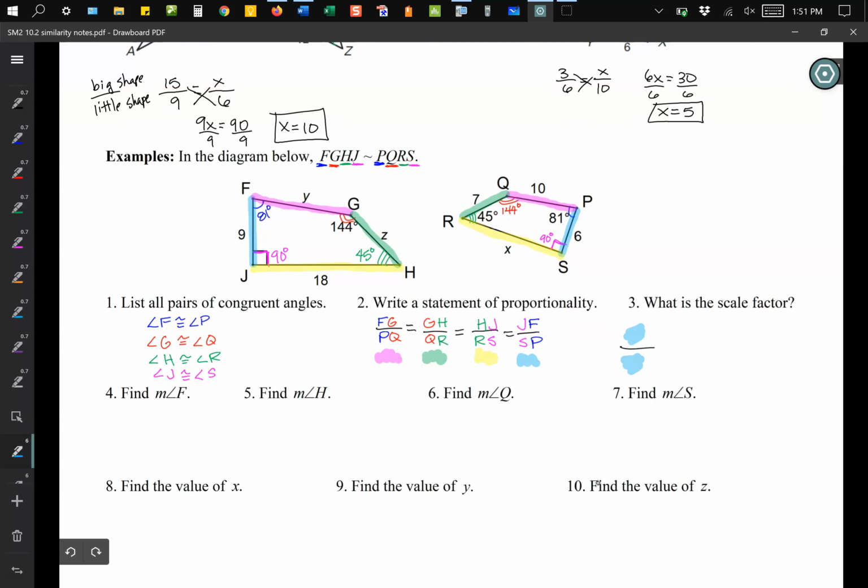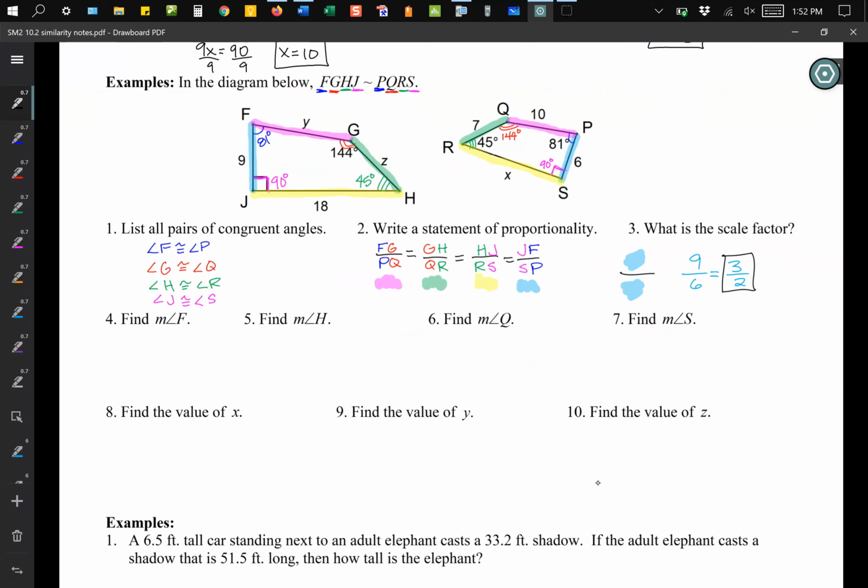So that gives me 9 over 6. I think we've seen that a few times today. We've had 3/2 as a scale factor about 3 times already. The scale factor is 3/2. That means all the sides in the bigger figure are 1.5 times as long as the sides in this figure.